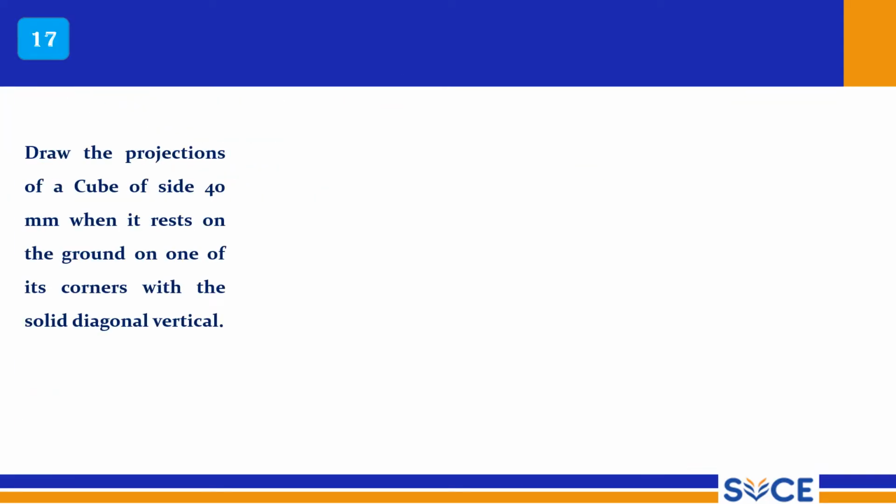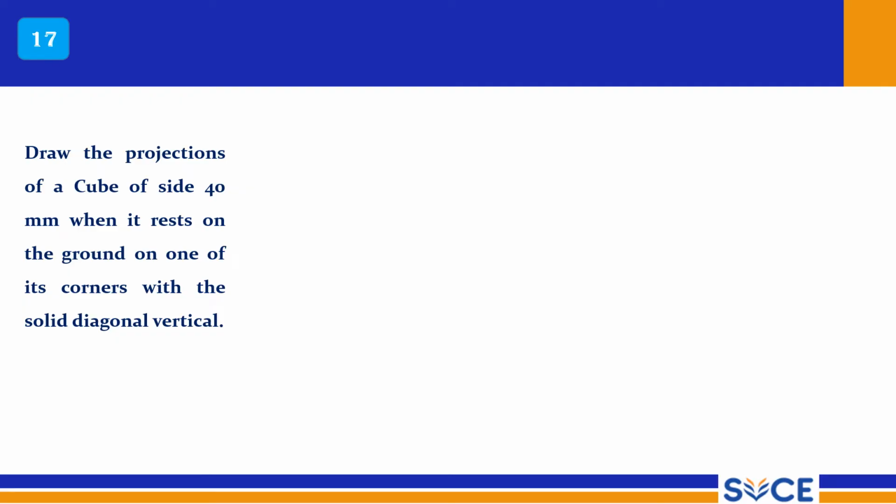So next problem: draw the projections of a cube of side 40 mm when it rests on the ground on one of its corners with the solid diagonal vertical. The solid diagonal connects two opposite corners, so that line is vertical. So that is how you have to draw it, right?